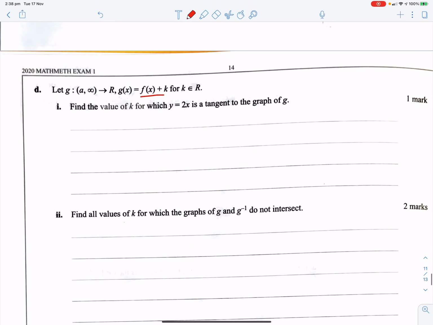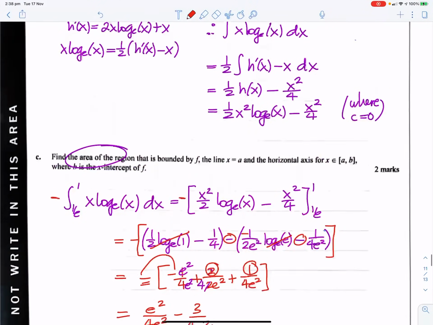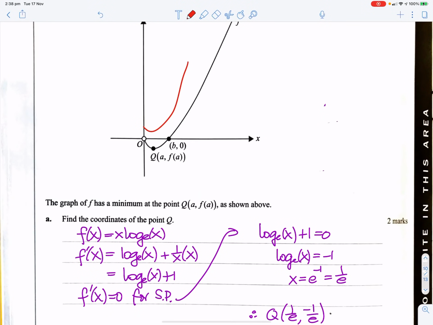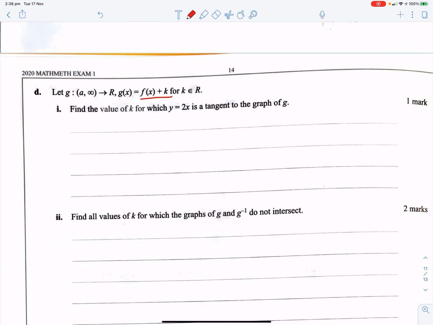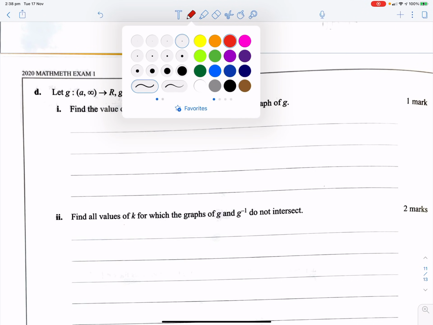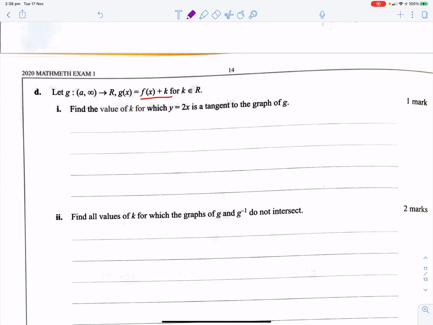For this function from a to g, the graph of f of x plus k. So g is the same graph as this, but it can be translated up and it can be translated down. Find the value of k for which y equals 2x is a tangent to the graph of g. So the gradient has to be 2 on both of the graphs, because that's got to be a tangent.